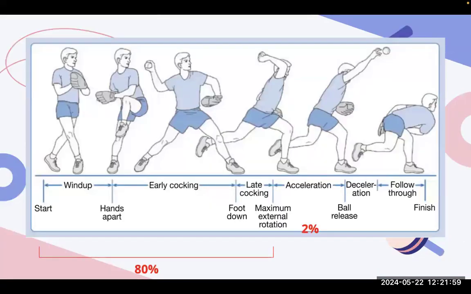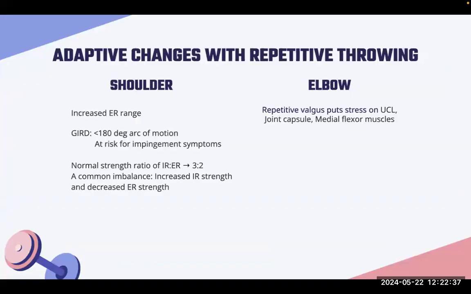So these are all the phases, again, from wind up to early cocking, late cocking, acceleration. 80% is just in the wind up to late cocking. So this is while the ball is still in your hand. The acceleration phase is only 2% of the time of a pitch. And when we're internally rotating that quickly, producing that much torque, that much force, you see that the acceleration phase is requiring the upper extremity. 80% of the time of a pitch is all going to be trunk and lower extremity. So again, just to stress that importance.